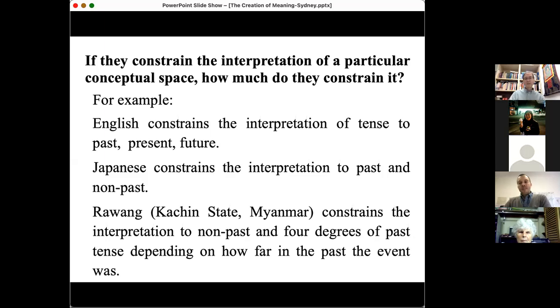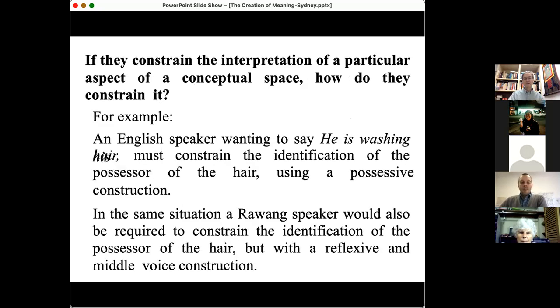And then the second part is, if they constrain the interpretation of a particular conceptual space, how much do they constrain it? So for example, English constrains the interpretation of tense to past, present, and future, Japanese constrains the interpretation of past versus non-past. Rawang, a language I worked on in Kachin State in northern Myanmar, constrains the interpretation to non-past and 4 degrees of past tense. So depending on how far you are in the past, whether it's a couple of hours ago, or within today but more than 2 hours ago, or a couple of days ago or a couple of years ago, you have to mark those differently. So that's a different degree to which we constrain past tense between English and Rawang.